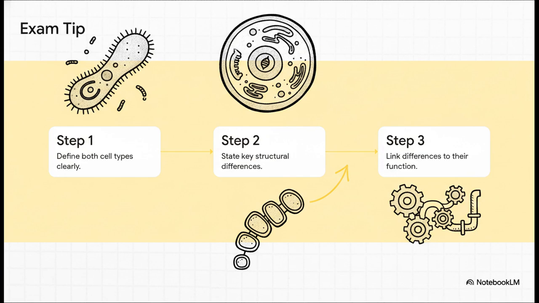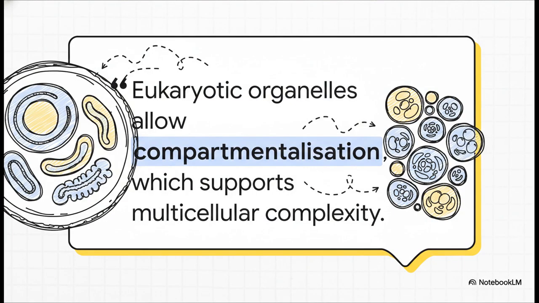First, define both types. Second, list out the main structural differences. Always mention the nucleus and organelles. And third, this is the most important part. Link that structure to its function. Explain why having all those compartments matters. And hey, if you really want to knock it out of the park, try using a sentence like this one. It perfectly captures the whole idea. Eukaryotic cells possess membrane-bound organelles allowing compartmentalization of cellular processes, which supports multicellular complexity. That right there is a top-grade answer.